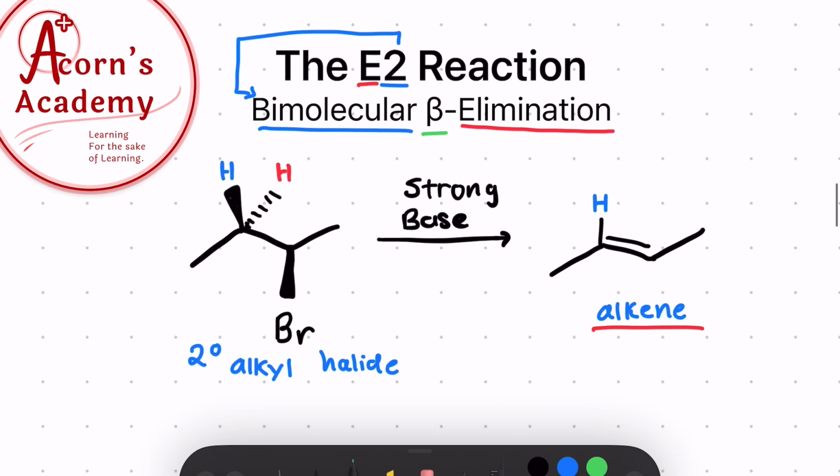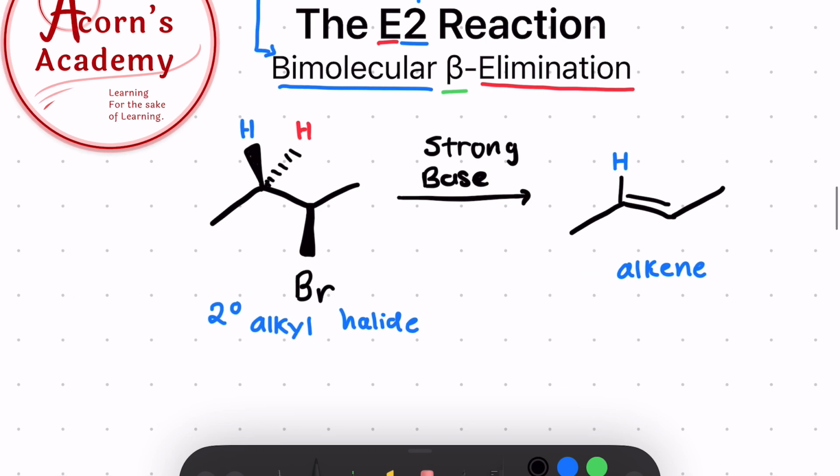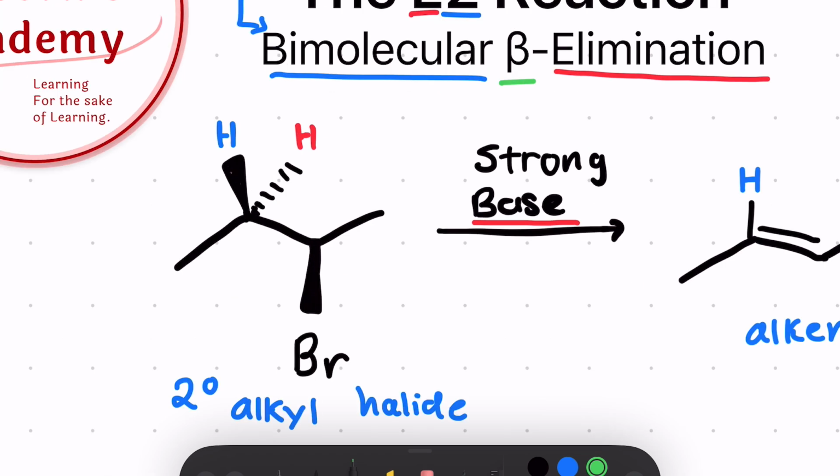Okay, first let's go ahead and look at our reaction scheme here. Pretty generic E2 reaction. We have this secondary alkyl halide, this alkyl bromide, and upon treatment with strong base, we get an alkene. So I treat my alkyl halide with strong base, and I get an alkene.